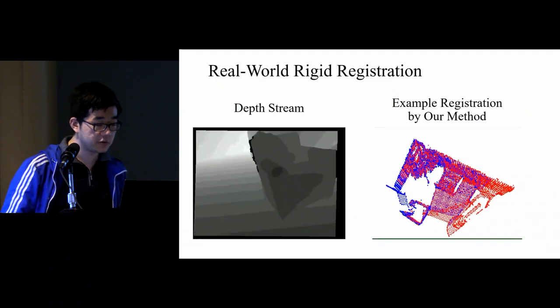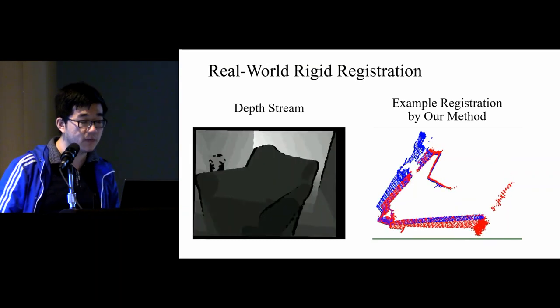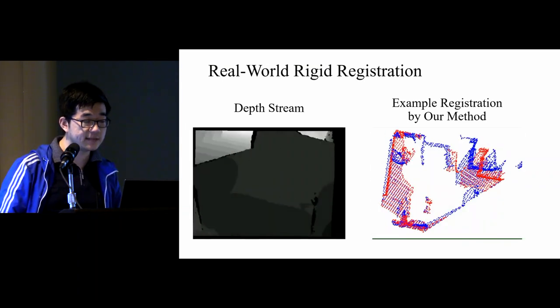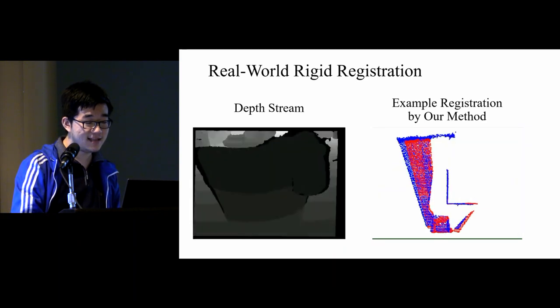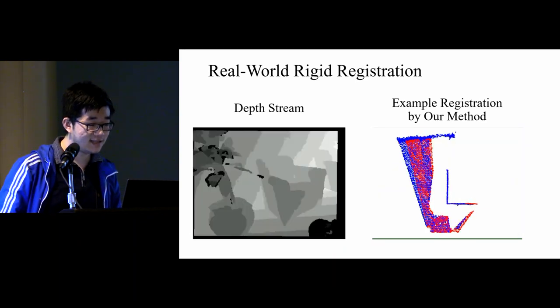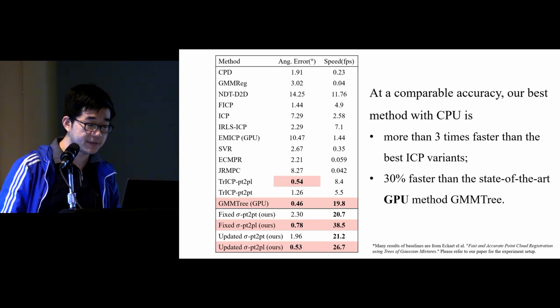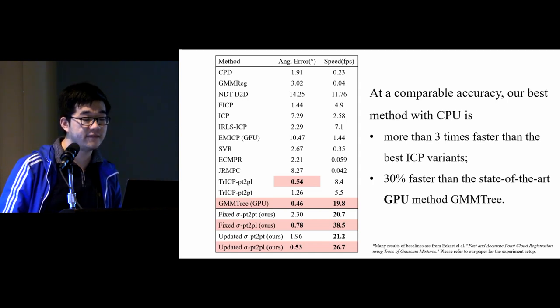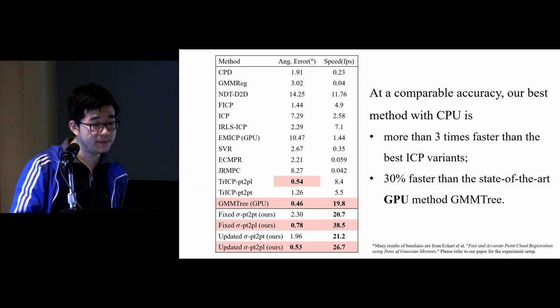We also use the algorithm for indoor camera localization. This task is a core sub-module for many visual SLAM and 3D reconstruction pipelines. The proposed method is compared with various baselines, and at a comparable accuracy, our method is more than 3 times faster than the best ICP variants. It is also 30% faster than the state-of-the-art method GMM tree, although GMM tree relies on a high-end GPU.